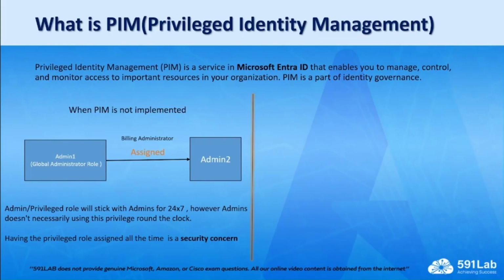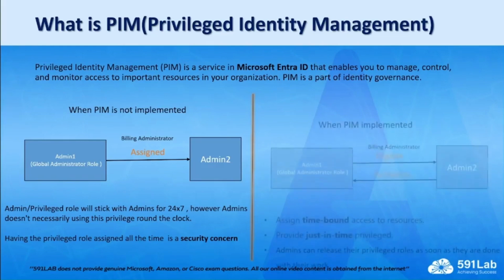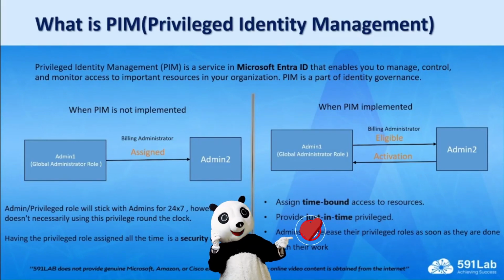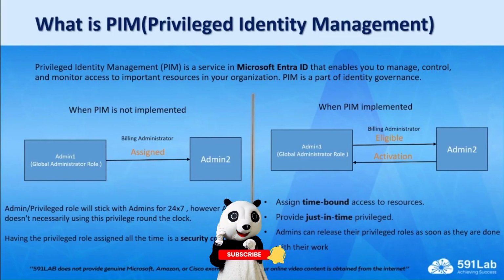Let's understand how privileged identity management is going to help us. So when PIM is implemented, admin 1, which has the global administrator role, is not going to assign the role directly to admin 2. Instead, admin 1 makes admin 2 eligible for the role. Eligibility does not mean that admin 2 has the role. This means admin 2 is eligible for the role and he has to raise a request to activate his role for a defined number of hours.